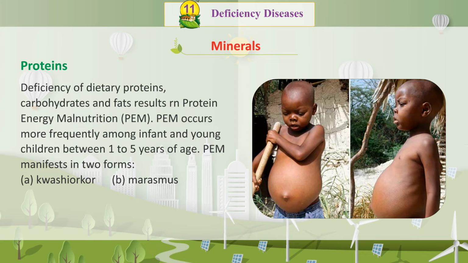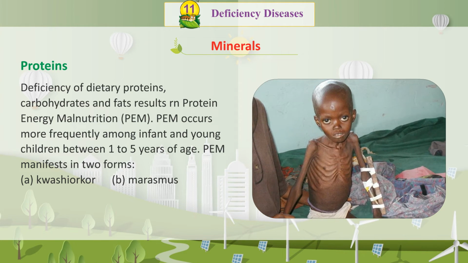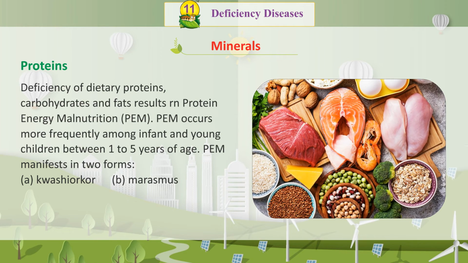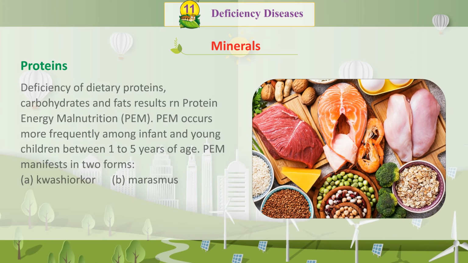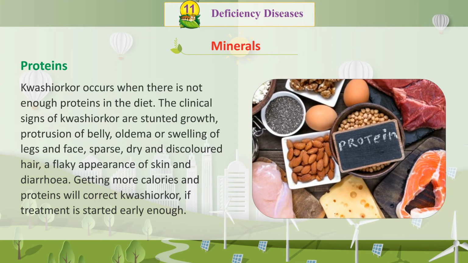PEM occurs more frequently among infants and young children between 1 to 5 years of age. PEM manifests in two forms: A. Kwashiorkor, B. Marasmus. Kwashiorkor occurs when there are not enough proteins in the diet.